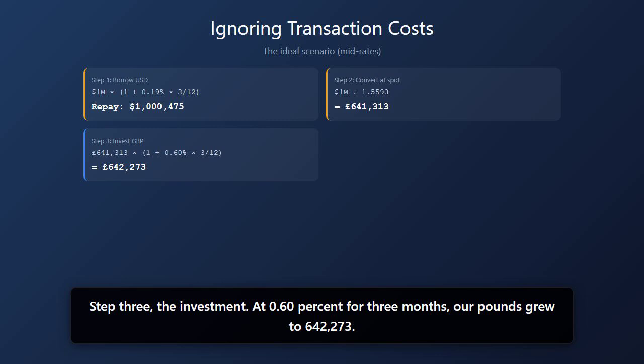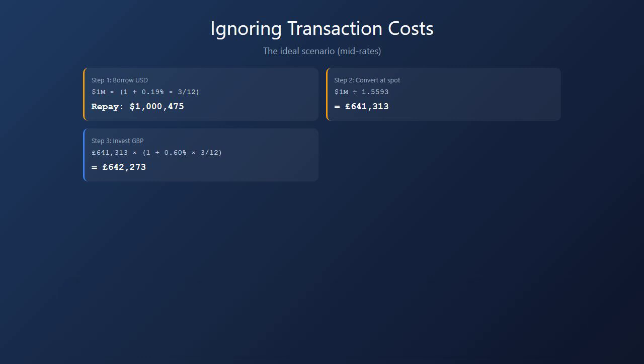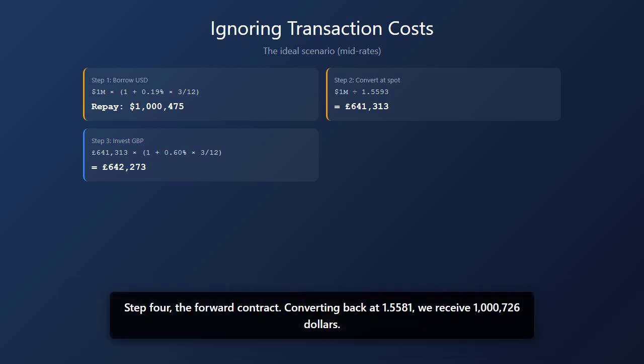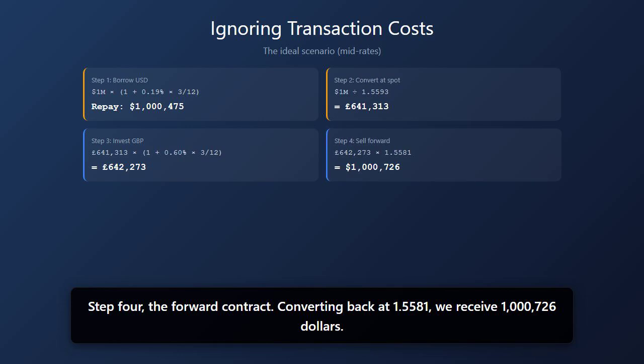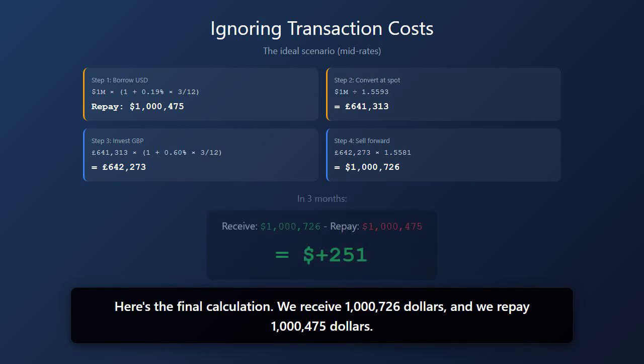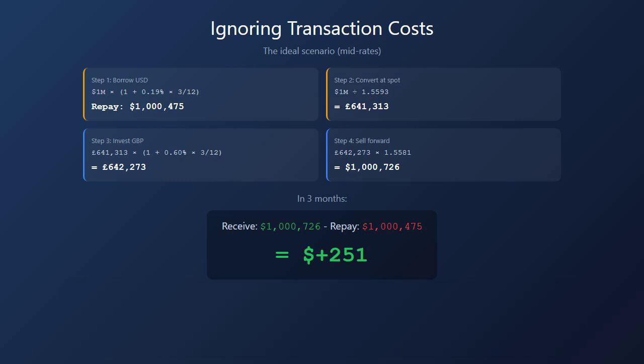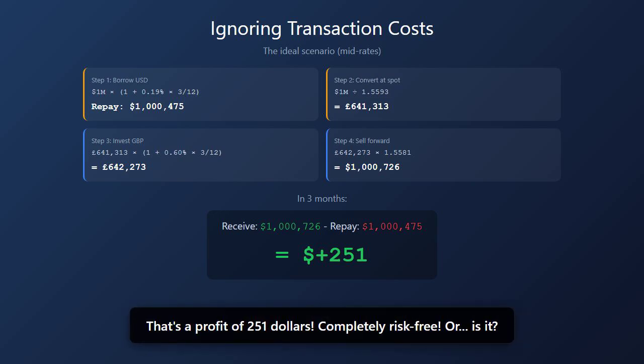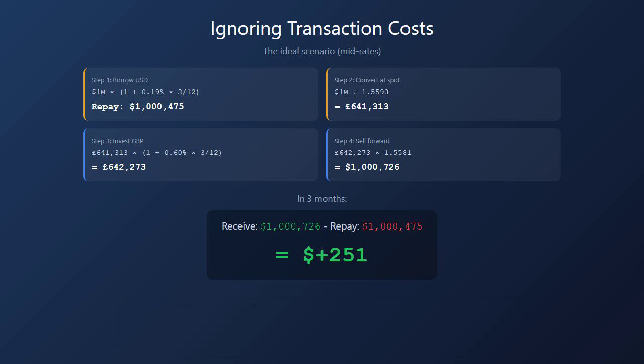Step 3. The investment. At 0.6% for 3 months, our pounds grew to 642,273. Step 4. The forward contract. Converting back at 1.5581, we receive $1,726,000. Here's the final calculation. We receive $1,726,000, and we repay $1,475,000. That's a profit of $251. Completely risk-free. Or, is it?